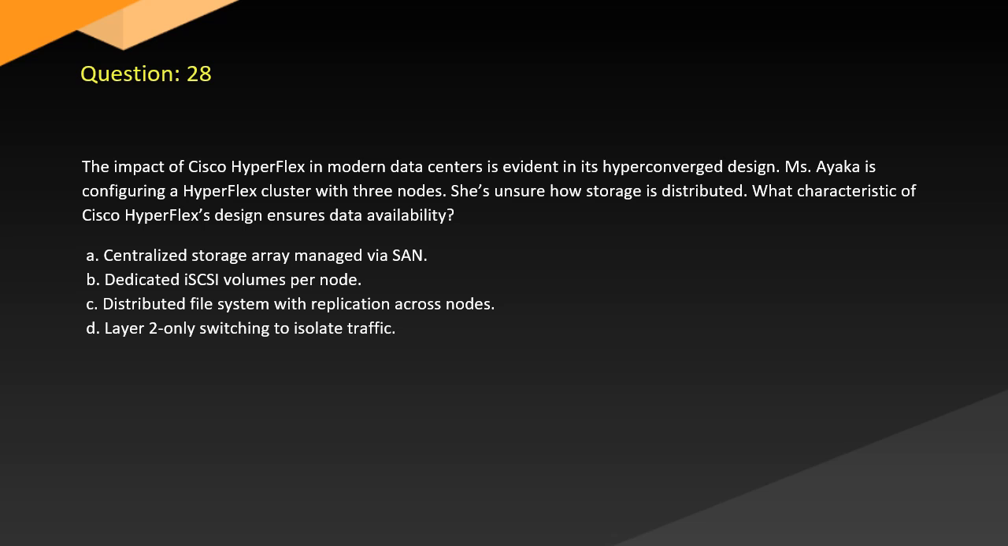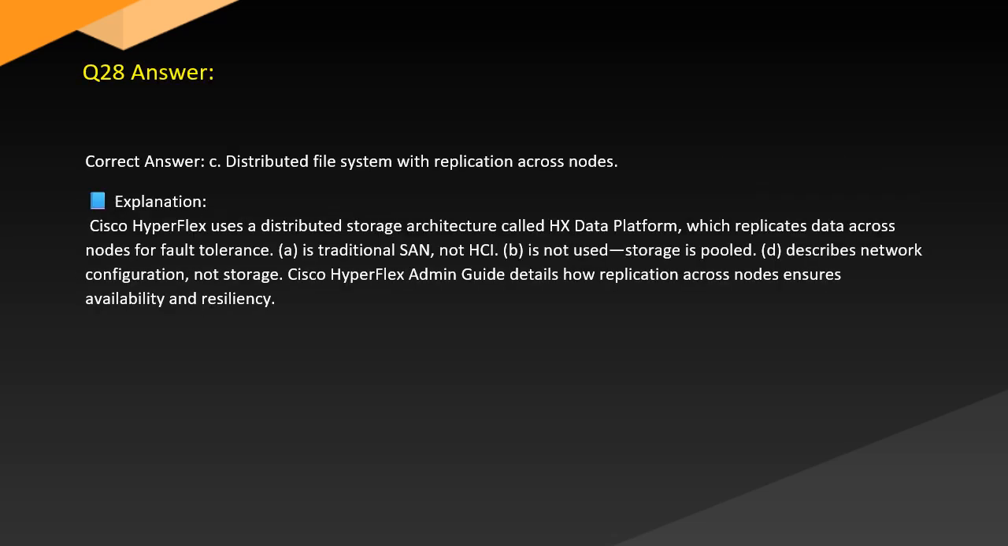A. Centralized storage array managed via SAN. B. Dedicated iSCSI volumes per node. C. Distributed file system with replication across nodes. D. Layer 2 only switching to isolate traffic. Answer. Correct answer: C. Distributed file system with replication across nodes.